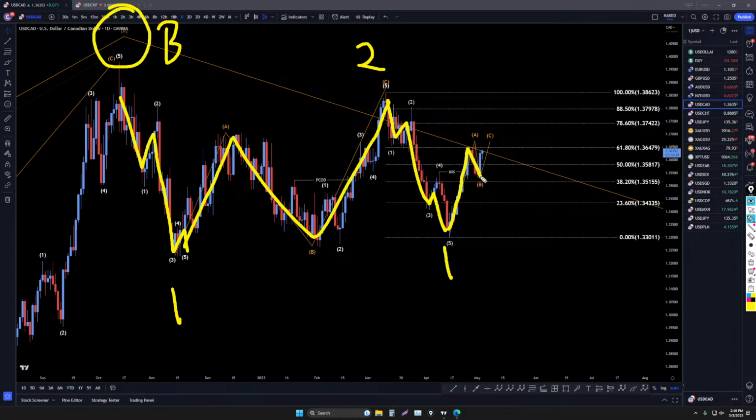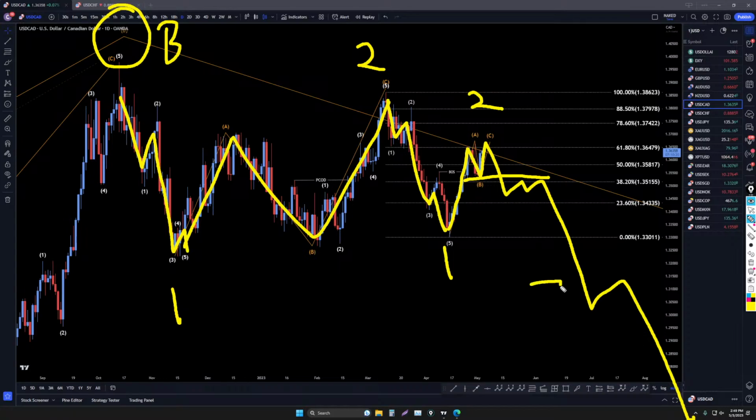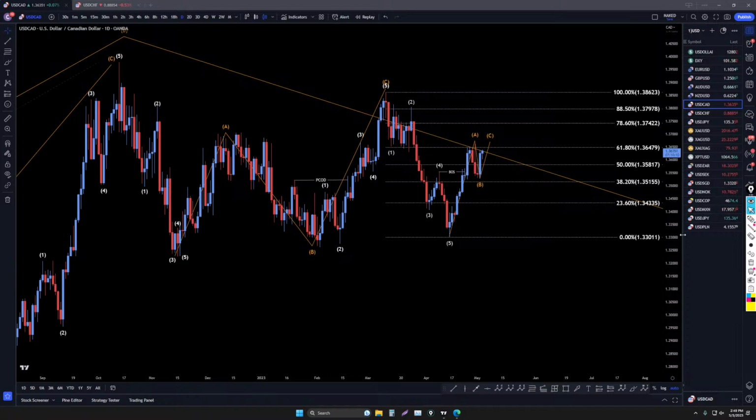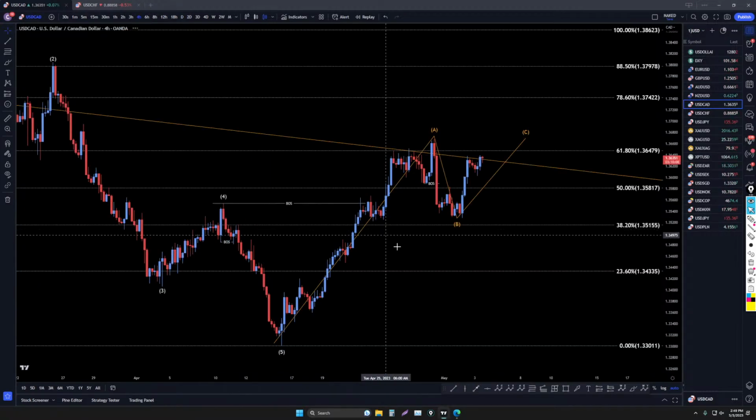Even though this move up is very strong, I still think it's a wave 2 of 3, and I still think it's more likely to go down, probably take out structure, and continue the downtrend for a wave 3 of 3. Which, if you watch my full top-down analysis, you'll know that I do believe that this is a wave C on the much longer time frames. So let's take a look at that on the 4 hour time frame.